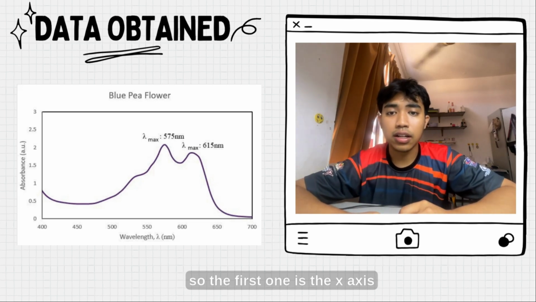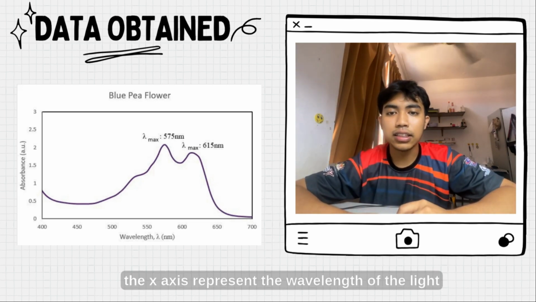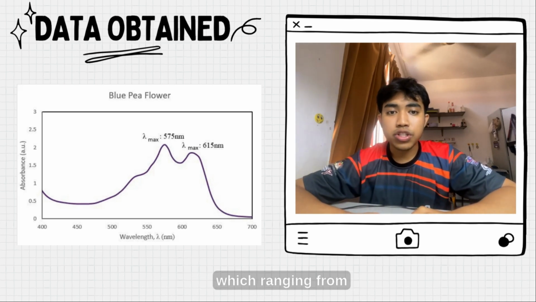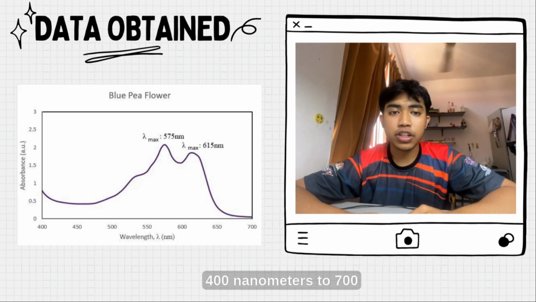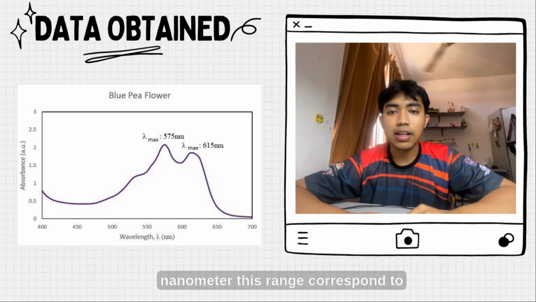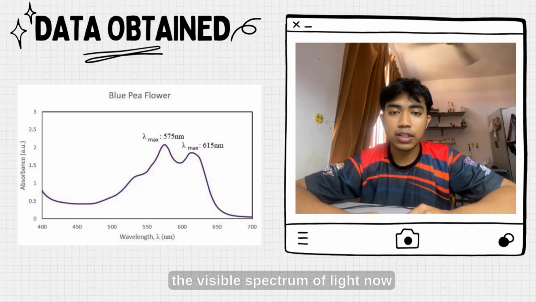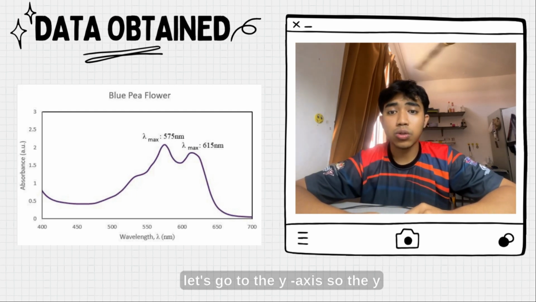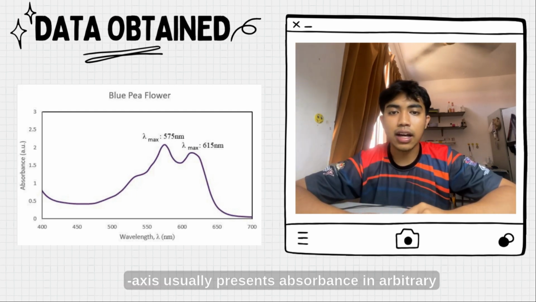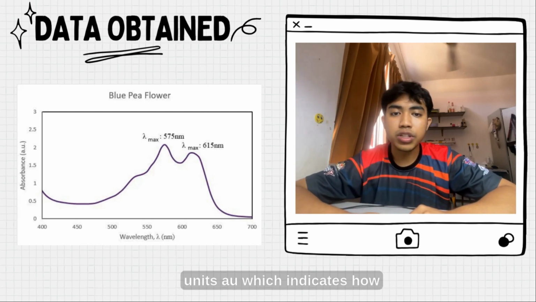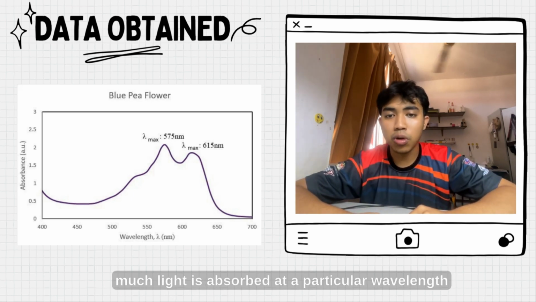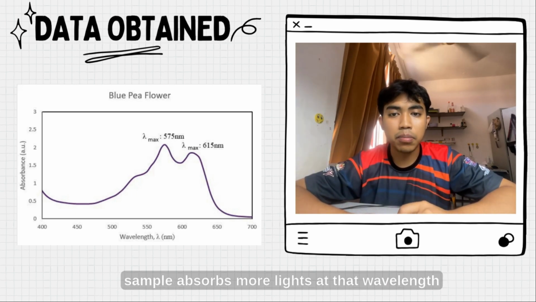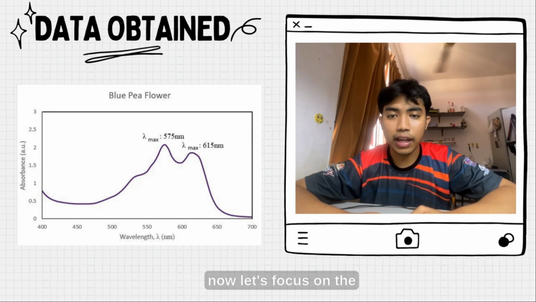So the first one is the x-axis. The x-axis represents the wavelength of the light in nanometers, nm, which ranges from 400 nanometers to 700 nanometers. This range corresponds to the visible spectrum of light. Now let's go to the y-axis. So the y-axis represents absorbance in arbitrary units, AU, which indicates how much light is absorbed at a particular wavelength. Higher absorbance values mean that the sample absorbs more light at that wavelength.